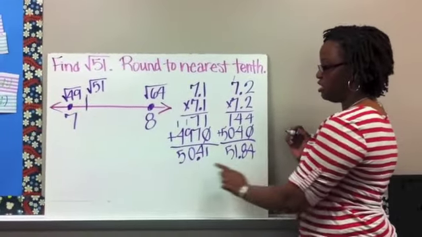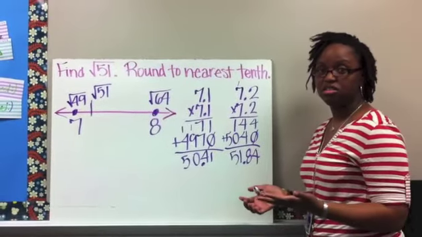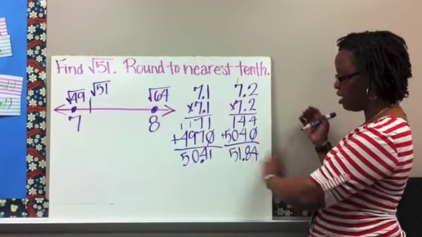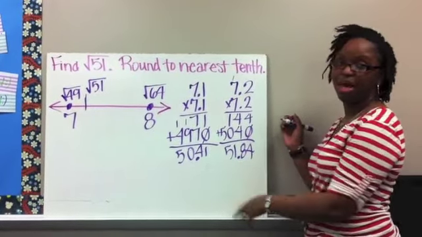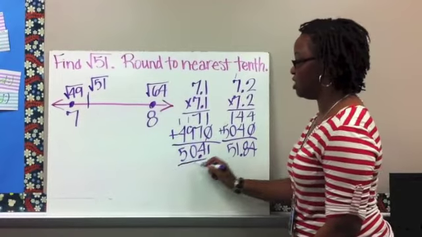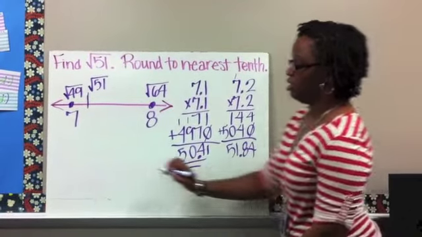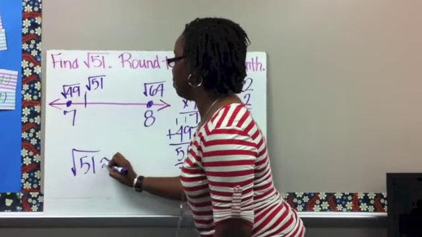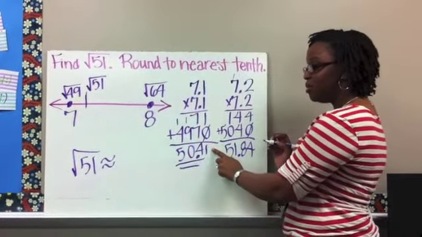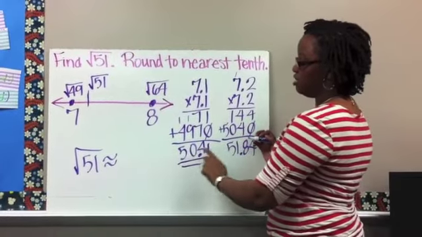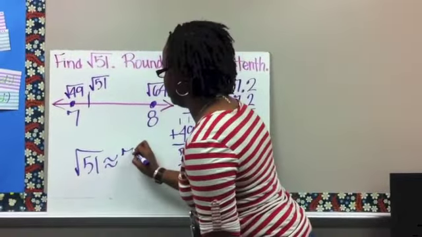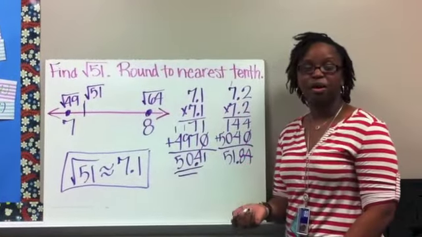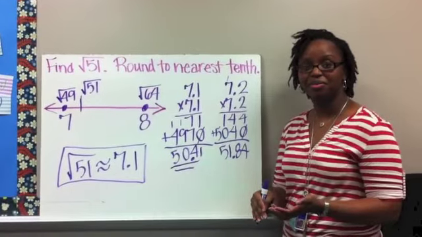So now I need to see which one of these is closer to 51. And if you need to, you can do the subtraction. But I know 50 and 41/100ths is about 6/10 away, whereas 51 and 84/100ths is about 8/10 away. So I'm going to go with the one that is closer to 51. That means my square root of 51 is approximately, because it did not come out all the way to 51, approximately 7 1/10. Alright, so I want you to pause the video here and try the next example on your own.